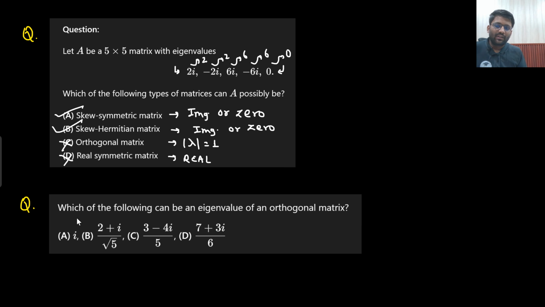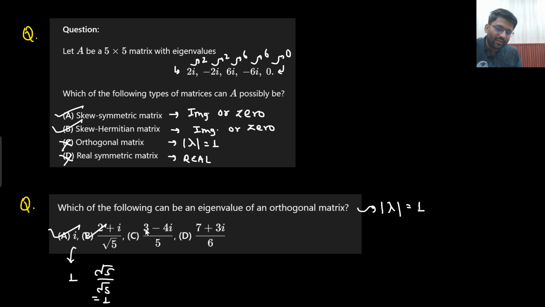Understandable? Now for the next one, which of the following can be the eigenvalue of an orthogonal matrix? What is the condition? The magnitude of eigenvalue has to be 1. What is the magnitude here? Magnitude is 1 only. So yes, that is correct. What is the magnitude here? 2 plus i divided by under root 5. The magnitude of 2 plus i is 2 square plus 1 square, and then take the under root. So magnitude is under root 5 divided by under root 5, that is equal to 1 only. So this is also correct.